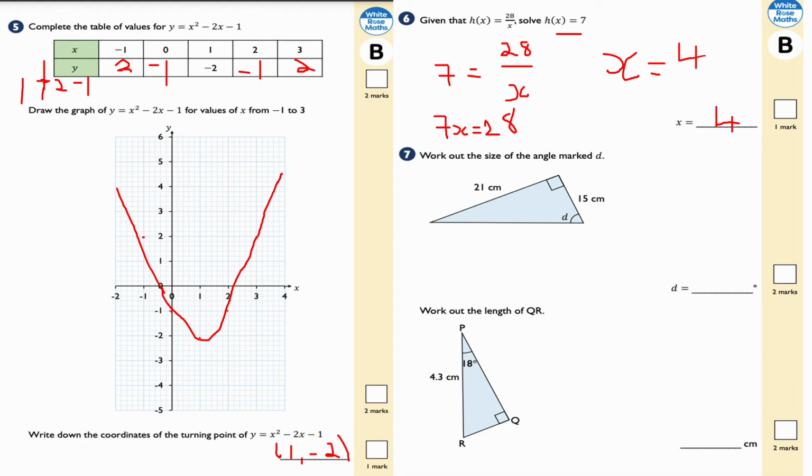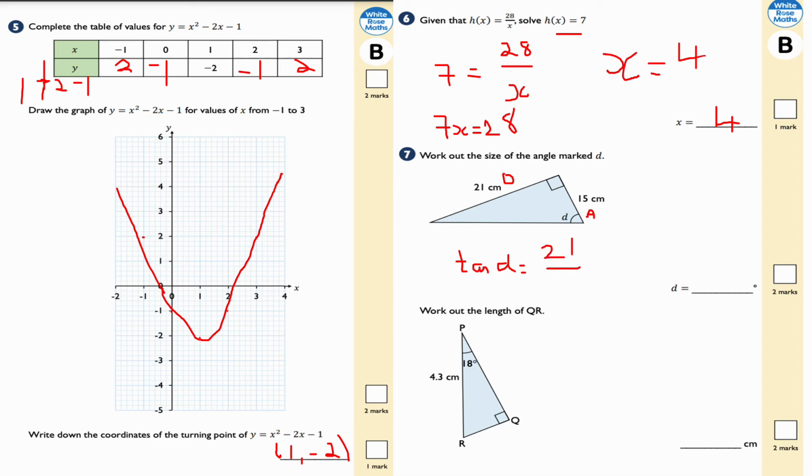Okay, this is question number 7, guys. Work out the size of angle marked D. So it's using trigonometry because it's a right angle triangle. That's the opposite, that's the adjacent based on angle D. So we're going to be using tan. So tan of D is equal to the opposite, which is 21 divided by 15.